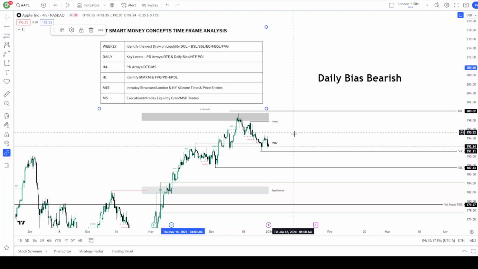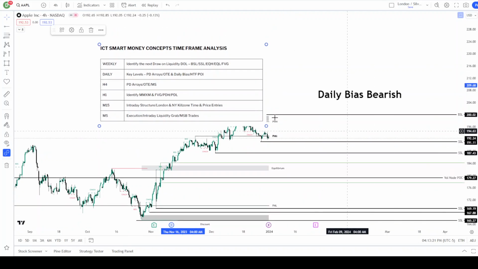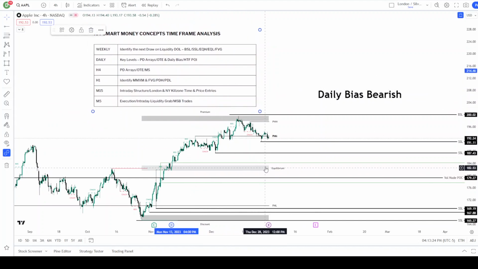Again, in premium, looking for equilibrium at the minimum, not looking to take long entries if we at least don't get below equilibrium.